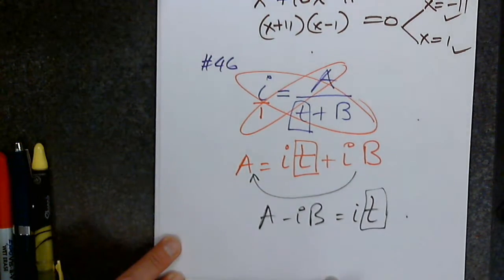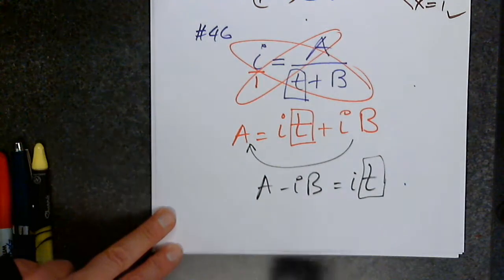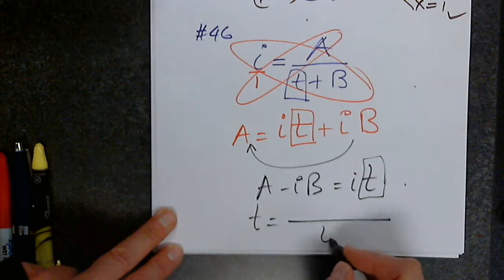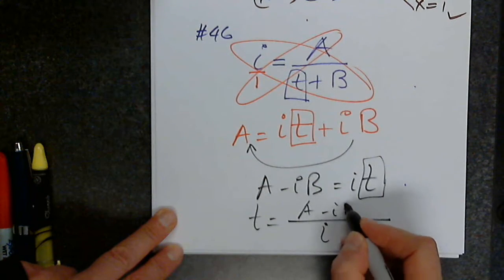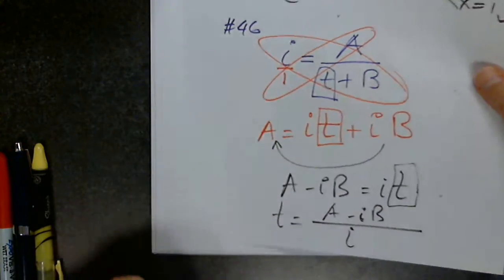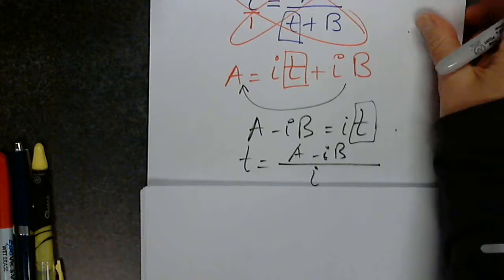I'm solving for t. Now I divide both sides by I. Of course, you can divide it term by term, or you can write it like this. It's up to you. Very good. I want to solve 50, which reads C. Any questions on this?